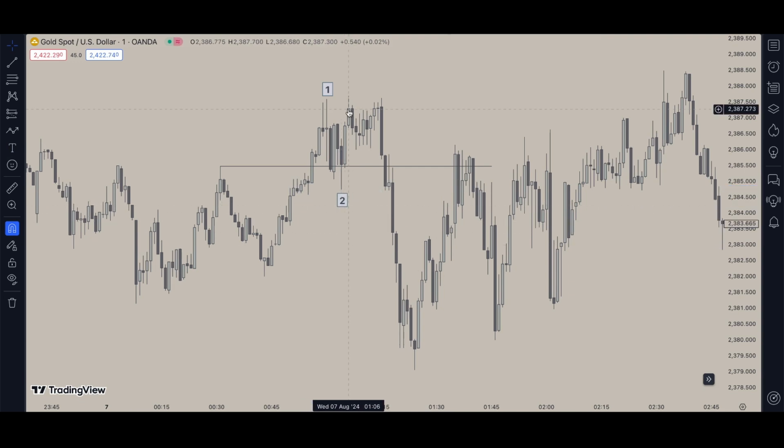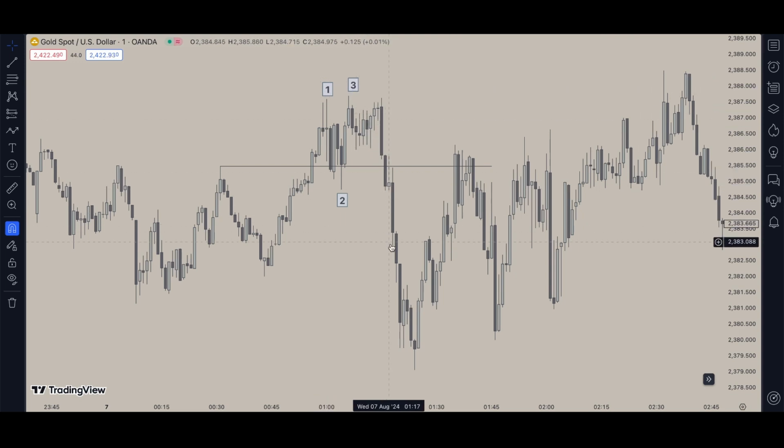Now the next step is to wait for the price to take out the number 2 level to create our number 3. So price, after taking out number 1, goes sideways for a bit and then goes down, taking out number 2, giving us the number 3 level. As soon as it takes out this number 2, we look back and find the highest high, and that is our number 3. So we have this as the highest high. That is our number 3.